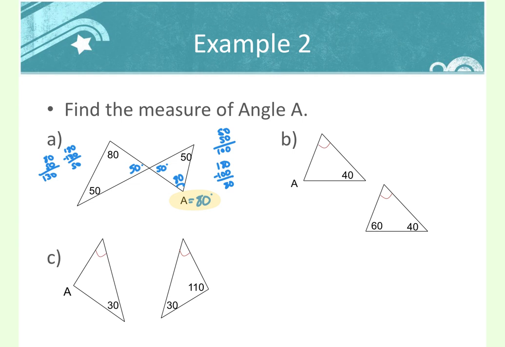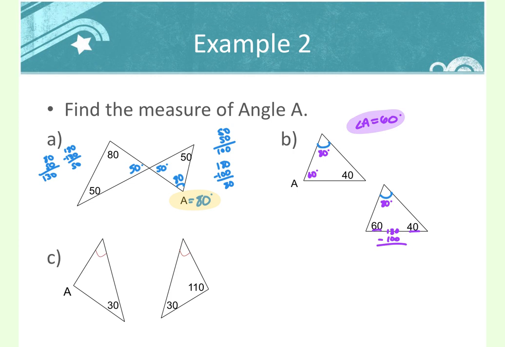If you're looking at B, you've got these 2 congruent angles. So in my bottom triangle, I've got 60 and 40. Add that together, that's 100. Take it away from the 180. And I got the congruent angle to be 80, which means this is also 80. And this means this is also 60. So angle A is 60 here.